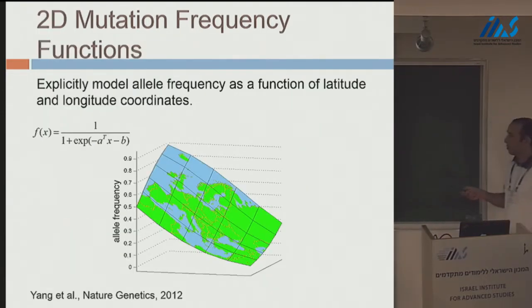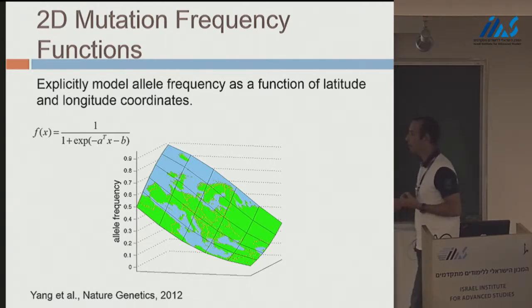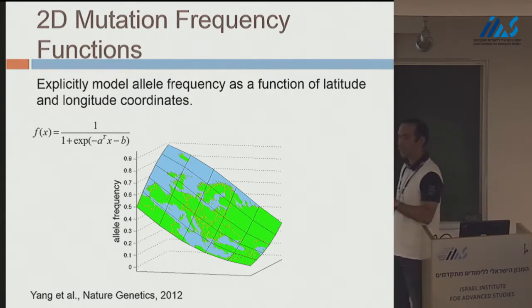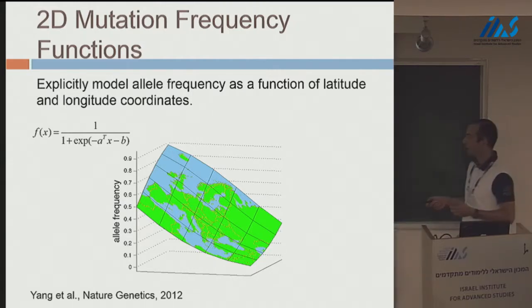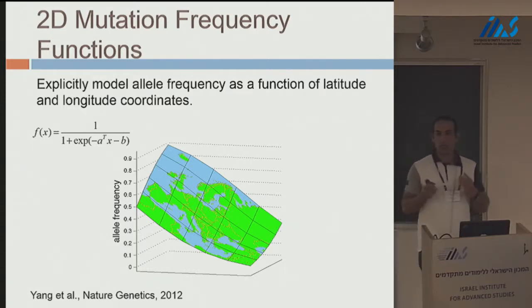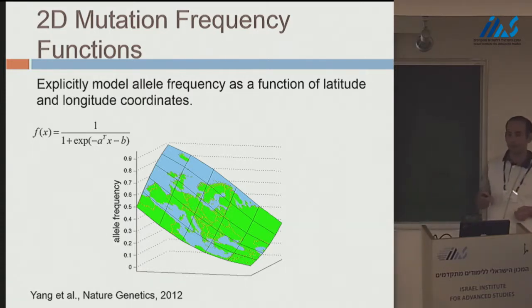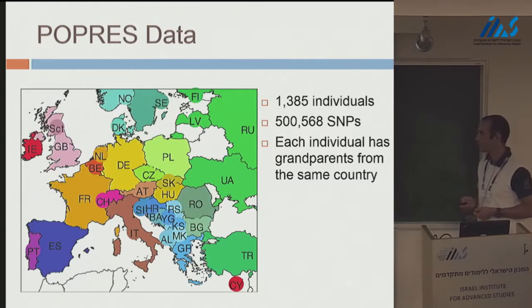So what we do is we assume that this happens for every SNP. Basically, for every SNP, we have a map. And the map basically tells us what's the allele frequency in every position. So let's say this SNP here has a specific map that will have something like 70, 80% allele frequency if you're in England, but maybe 10% if you're in Israel. And you have a different map for every SNP. You have to train on the data so that you know what the maps are.